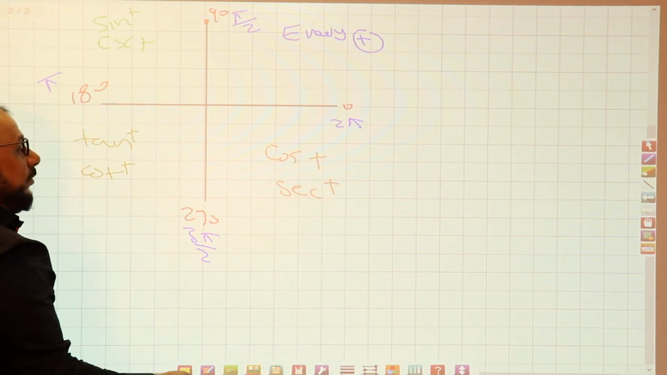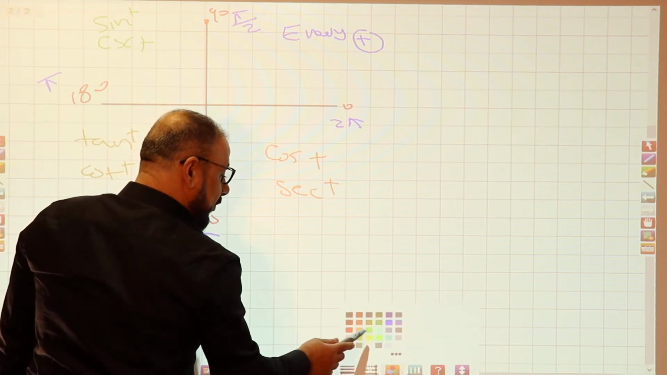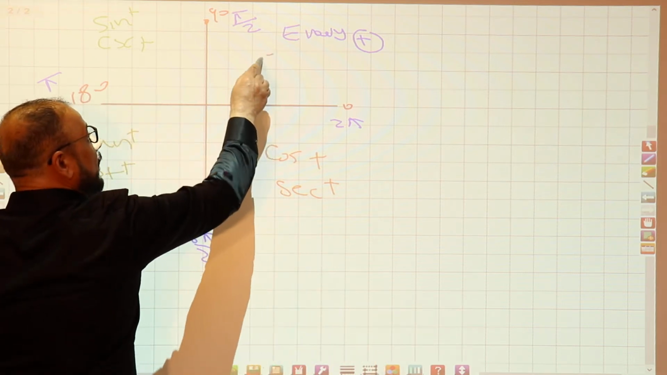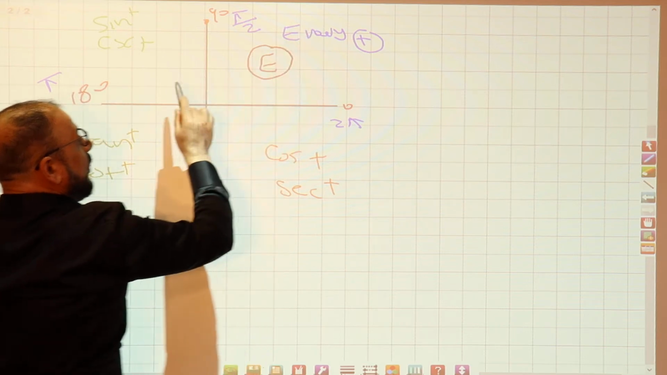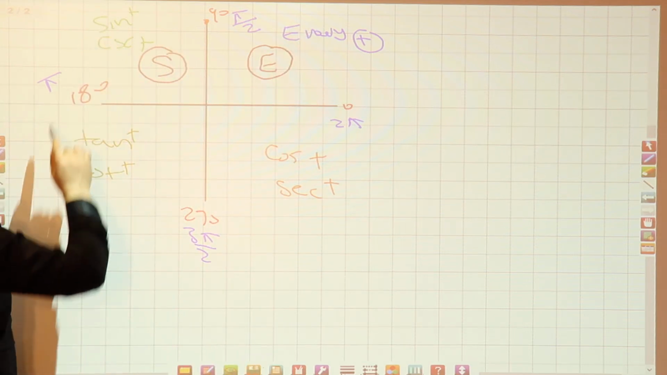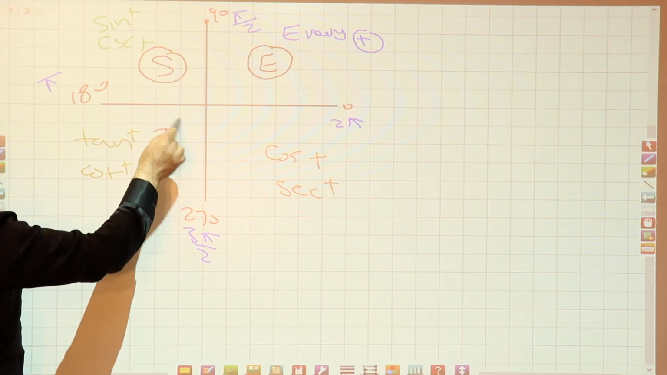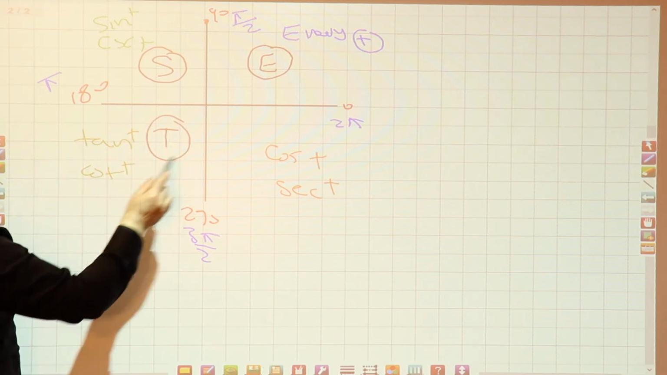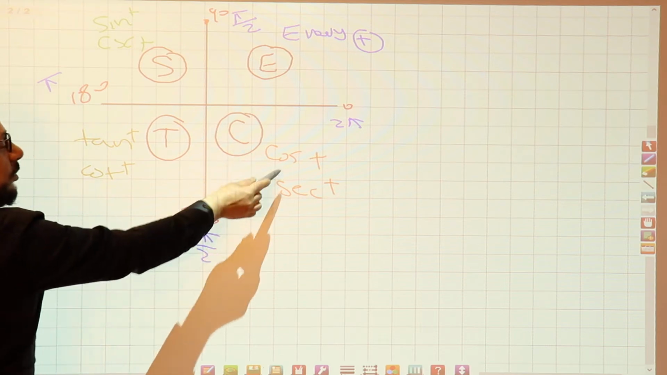I call it "All Students Take Calculus." If you like it, I don't know. All means everything is positive. Students means sine, Take means tan, and Calculus means cosine.